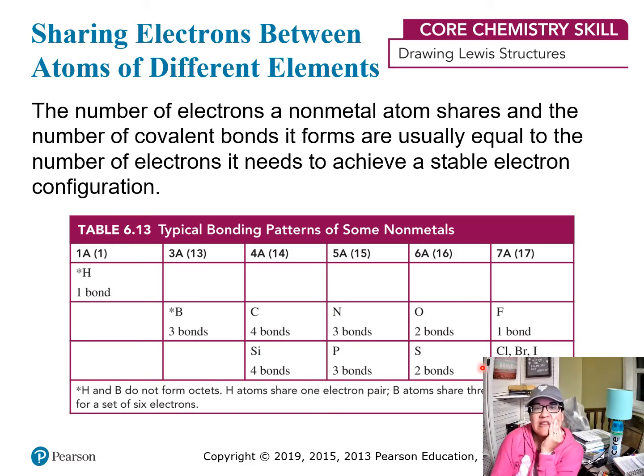These are some other examples of how many electrons they're going to share. So hydrogen is going to share 1 electron. It's going to form 1 bond. Boron is a weird one. It's not going to form an octet. It's only going to form 3 bonds. And then this is how many bonds these other atoms are going to form. That's pretty predictable. There shouldn't be any exceptions to this. Maybe very rarely, this is how many bonds they're going to make.